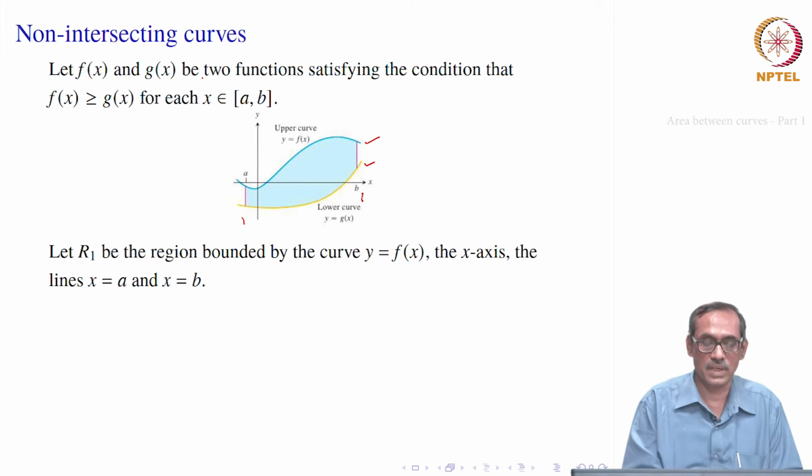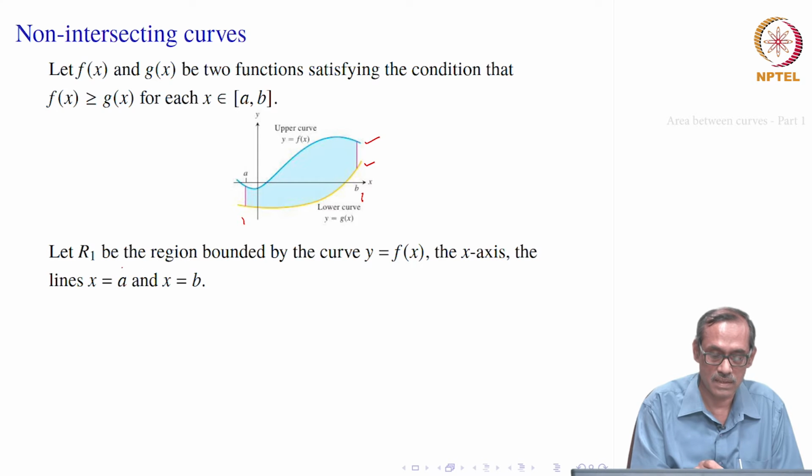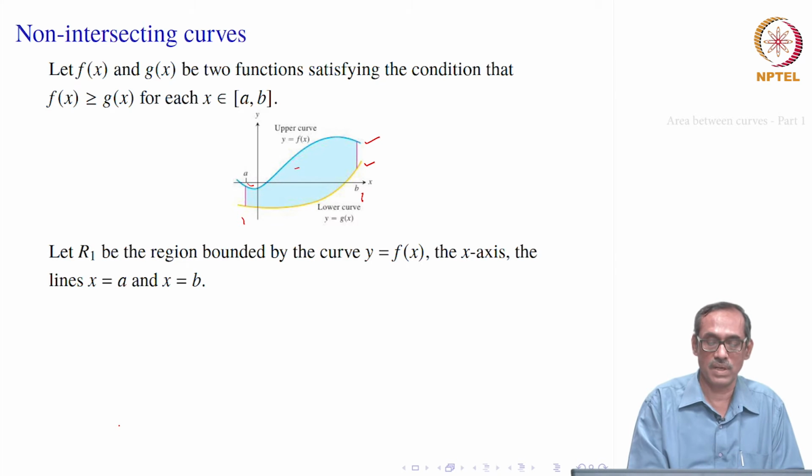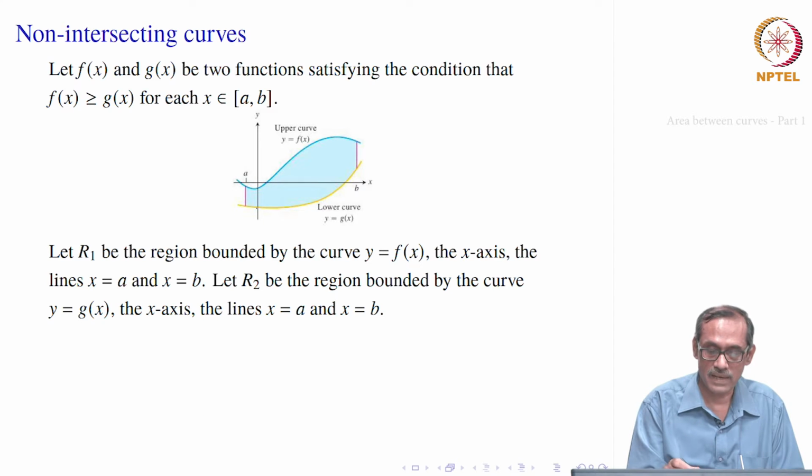So, we start with f x and g x, two functions satisfying the condition that f x is greater than or equal to g x. Then we take R 1 to be the region bounded by the curve y equal to f x, the x axis, and x equal to a, x equal to b. Suppose R 1 is the region bounded by the curve y equal to f x. So, this area and this area, the union of these two regions. And R 2 is the region bounded by the curve y equal to g x, the x axis, and again x equal to a, x equal to b. So, it will be this area union this area.